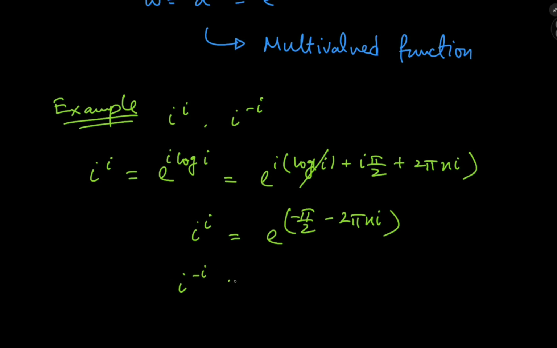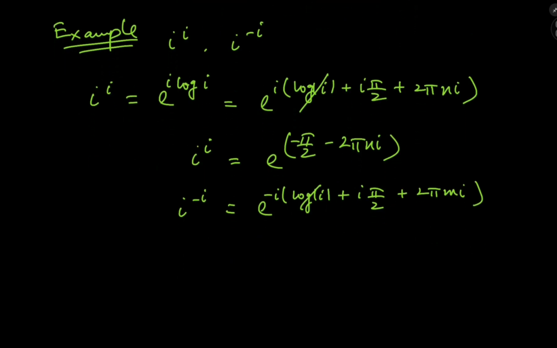Similarly, i to the negative i would be e to the negative i, that is, times log i, which we expanded as log absolute value i, 0, plus i times pi by 2, plus 2 pi m times i, where m is again some integer. So in this case, on expanding the exponent, we get this negative i squared, which is a positive 1. So we have pi by 2 plus 2 pi m, times, we had i squared, so that's negative 1. So that's i to the negative i.